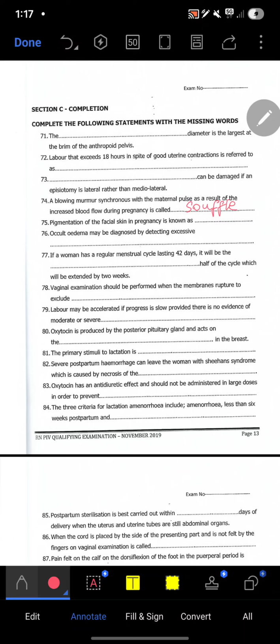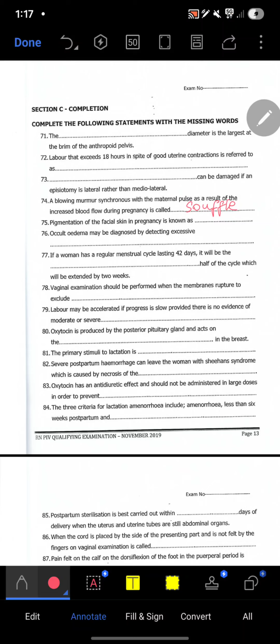77, if a woman has a regular menstrual cycle lasting 42 days, it will be the dash half of the cycle, which will be extended by 2 weeks. The correct answer is follicular or proliferative phase. 78. Vaginal examination should be performed when the membranes rupture to exclude. The correct answer is cord prolapse.